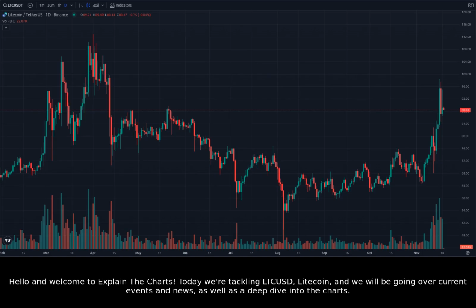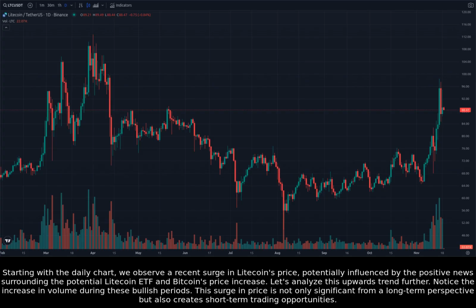Today we're tackling LTCUSD, Litecoin, and we will be going over current events and news, as well as a deep dive into the charts. Starting with the daily chart, we observe a recent surge in Litecoin's price, potentially influenced by the positive news surrounding the potential Litecoin ETF and Bitcoin's price increase. Let's analyze this upwards trend further.